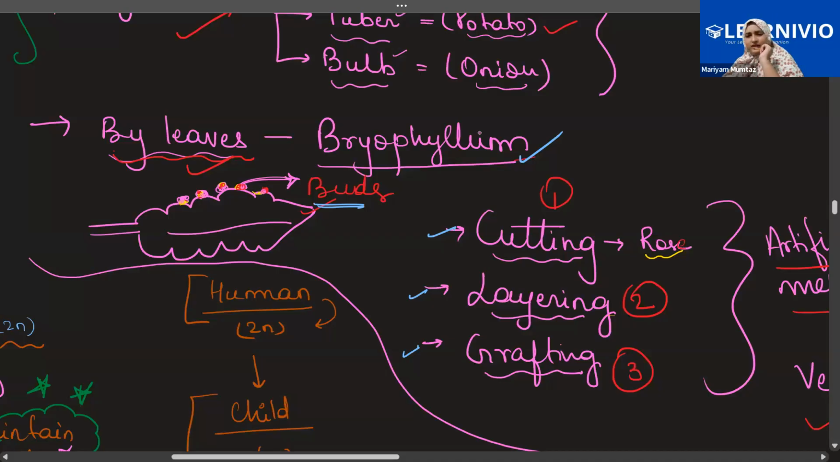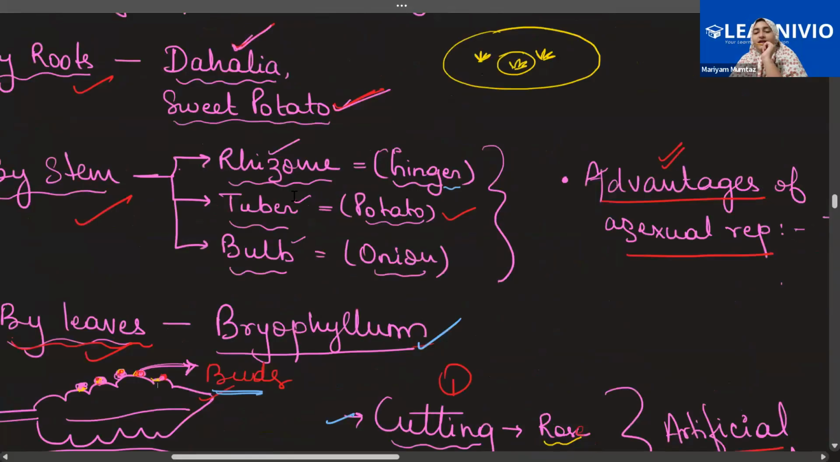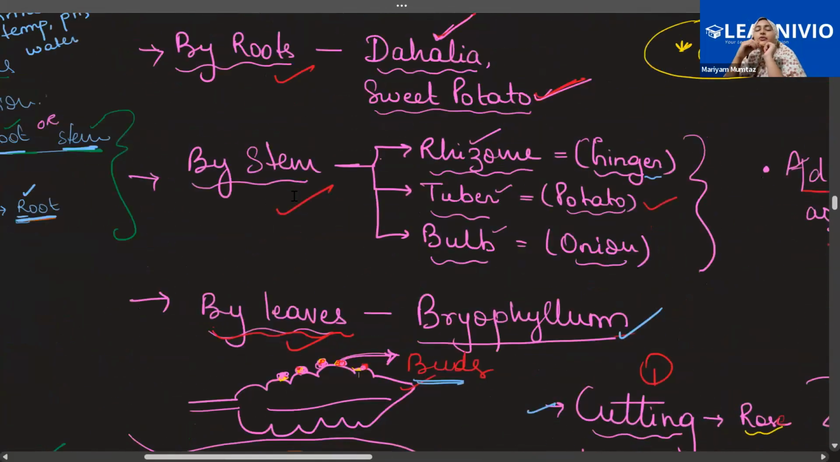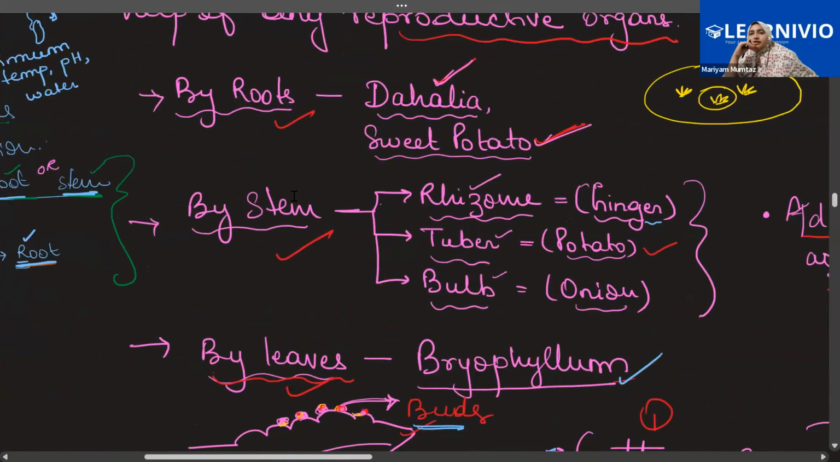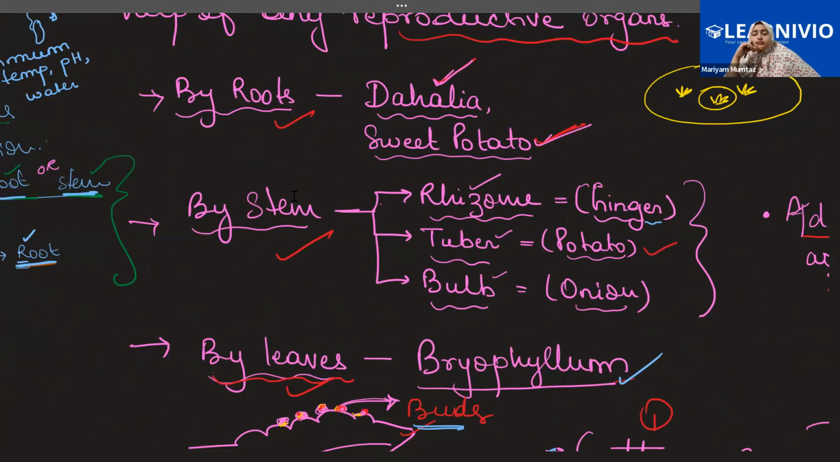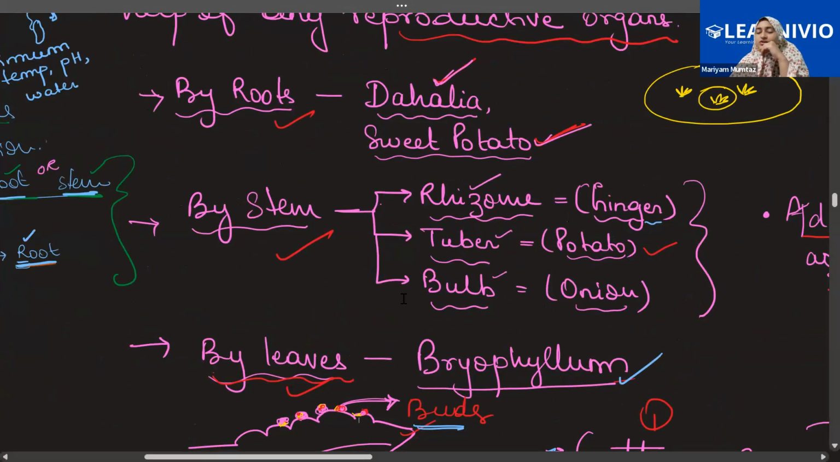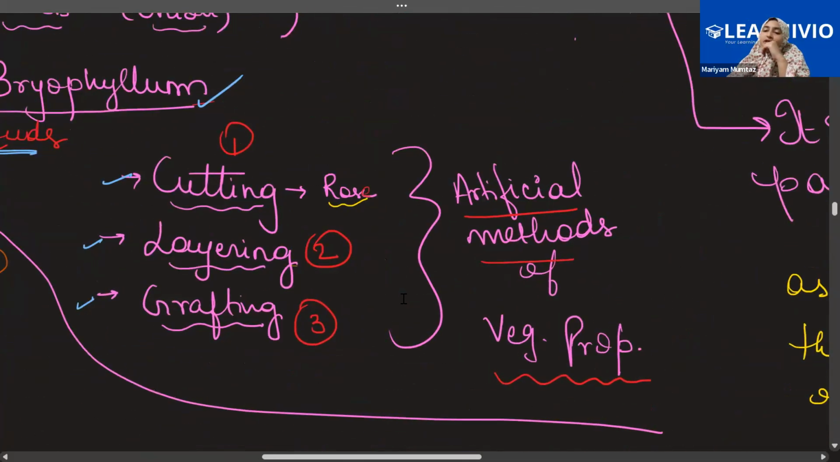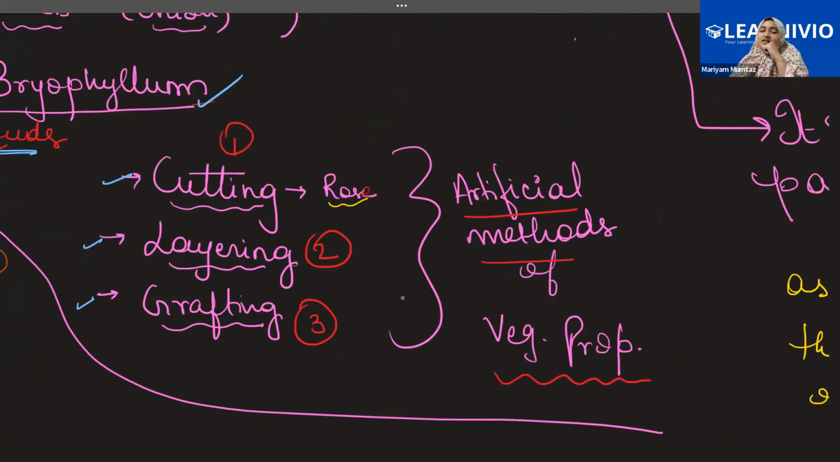And just like how budding normally happens, these buds can be used to grow a whole entire new plant. Now, in all of these methods, we are utilizing some part of the plant, so we normally call it vegetative propagation. But when we artificially induce these conditions, the artificial methods of vegetative propagation come into play. That is cutting, layering, and grafting.